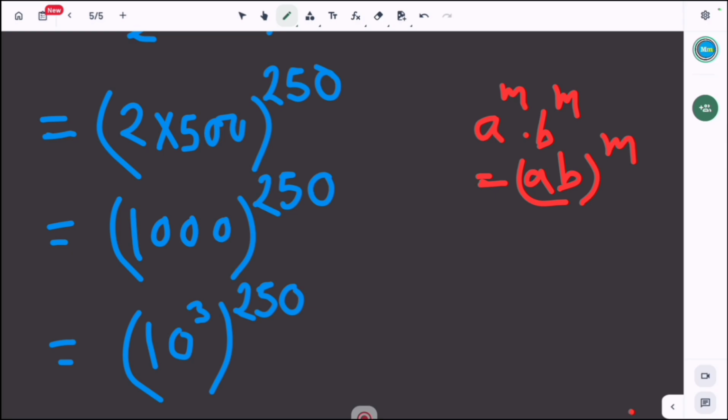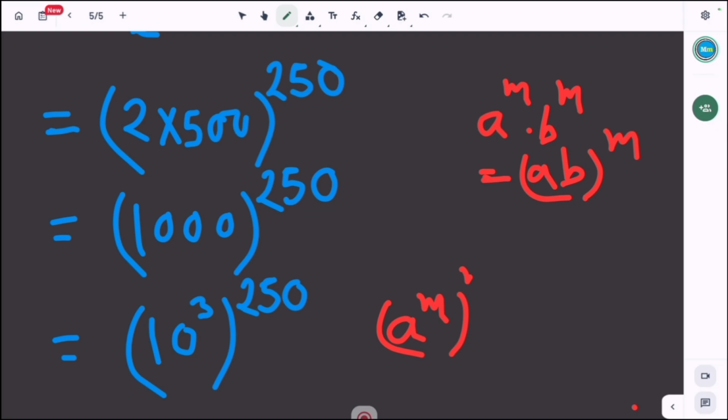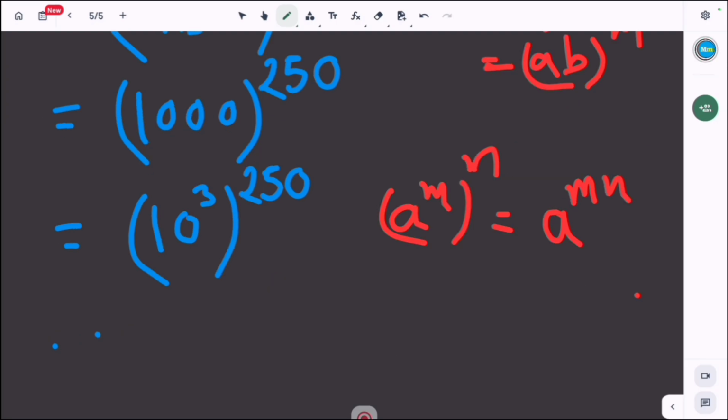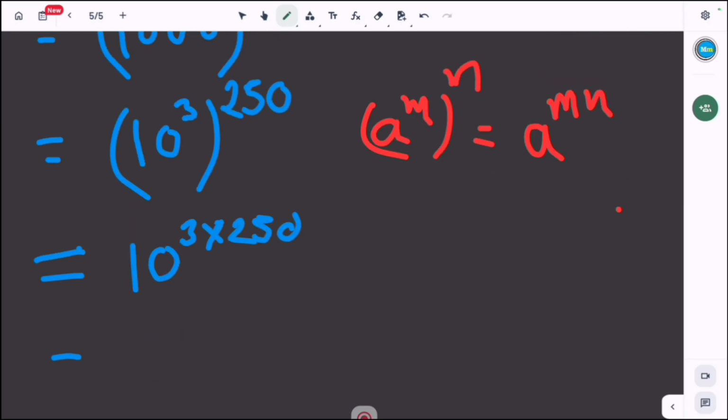And see one more formula: a to the power m whole to the power n equals a to the power m into n. Equals 10 to the power 3 into 250, equals 10 to the power 750. This is the answer, guys.